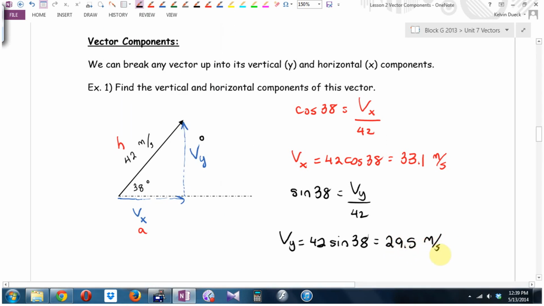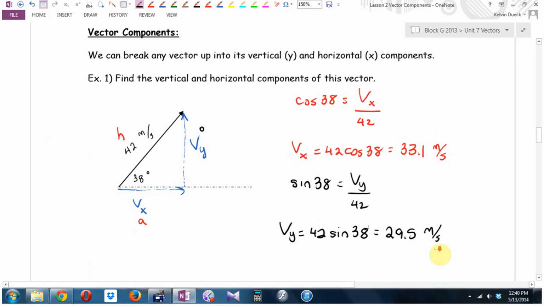Here's what we're saying. Shaq, moving at an angle of 38 degrees above the horizontal, at a speed of 42 meters per second, that's the same as traveling to the right at 33.1 meters per second, whilst at the same time traveling up at 29.5 meters per second. We can break any slanty velocity into its vertical and horizontal components. Big deal. Huge deal, actually.